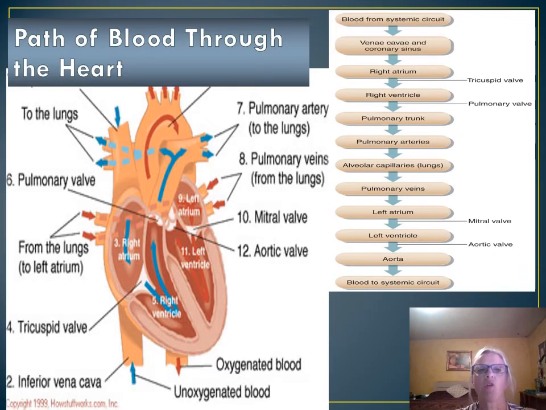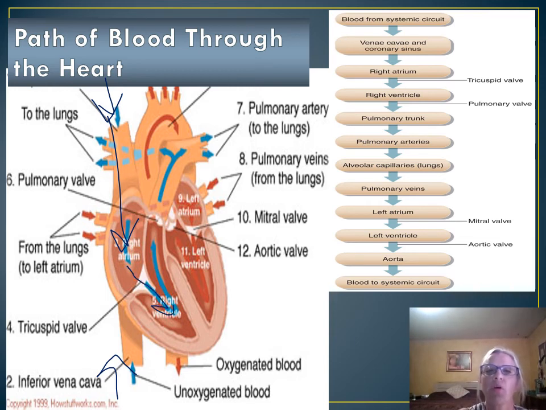All right, so let's go over this again. We're going to start from the systemic circuit. We are deoxygenated. We are coming in through the, let's see what's going to be a good color here. We'll stick with blue. We're going in from the inferior vena cava and the superior vena cava, also the coronary sinus as well. Then we're going to go to the right atrium. We're going to go through the tricuspid valve to the right ventricle, and then we're going to go on out through the pulmonary valve here.